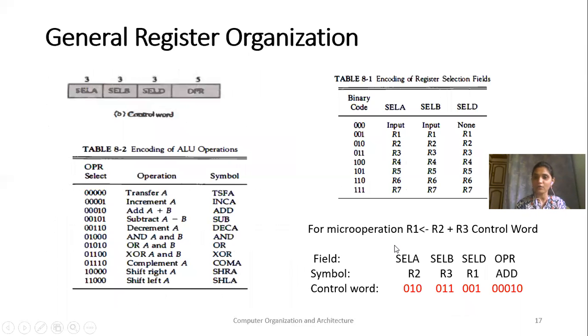So let me see how your bit pattern will be. For R2 you have pattern 010, for R3 you have 011, for R1, storing your result, the pattern is 001, and for your operation of add, what is your pattern? That is 00010. So this is your 14-bit pattern that is provided by the control unit at the starting of each and every cycle. By this way, any operation can be done.